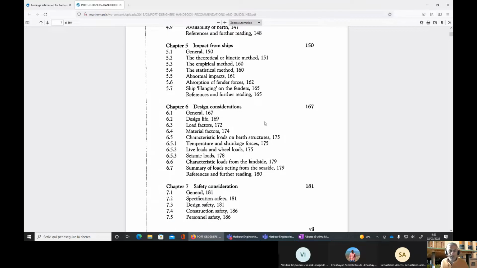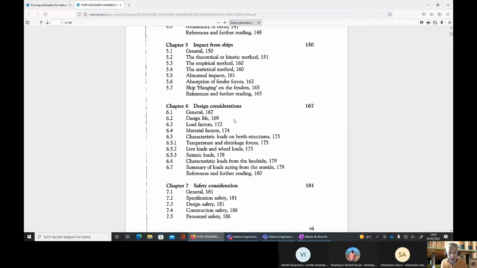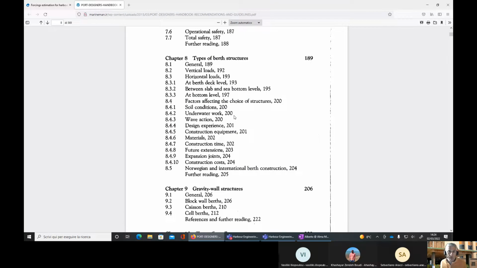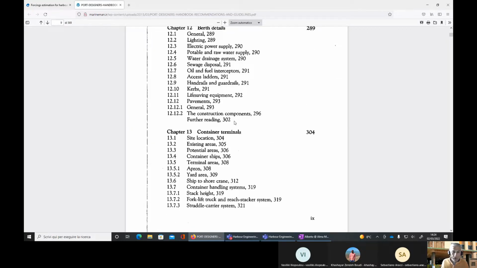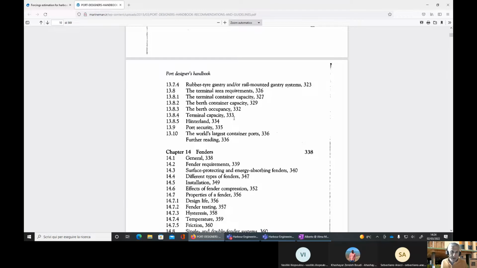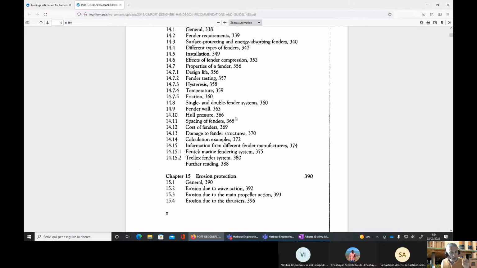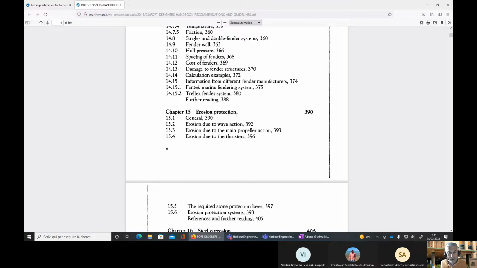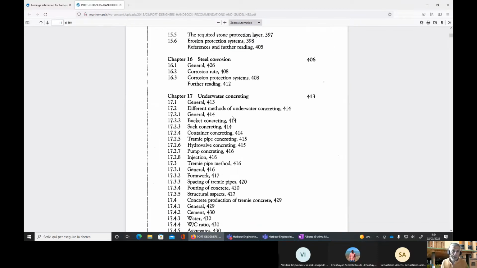And then there are the design considerations described here. We will discuss some of them, like the design life we already discussed last time, safety consideration, and also there is a chapter on types of berth structures, which we already discussed last time very briefly. Here it's more extended. Gravity wall structures, open berth structures, and etc. And also there is something particularly dedicated to fenders and to very specific details of the berth structure. Now, I'm not saying that you have to study this. I'm just drawing your attention on this reference because I think it is something that may be very useful in your future if it happens to you that you have to design an Harbour.